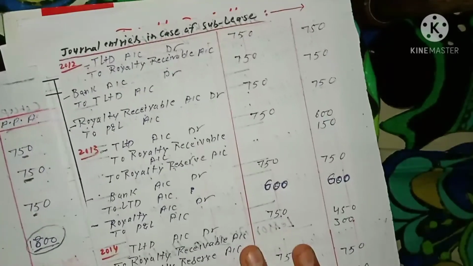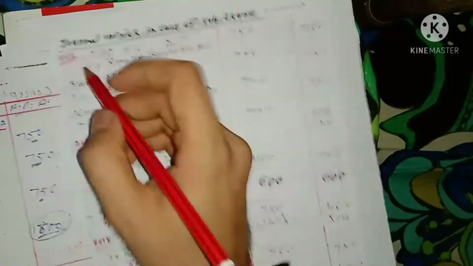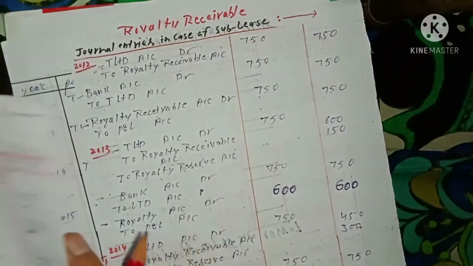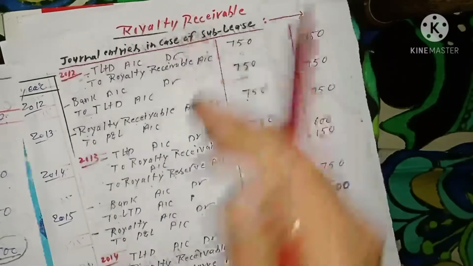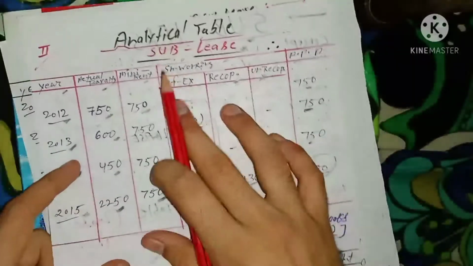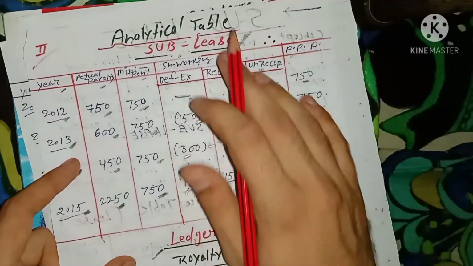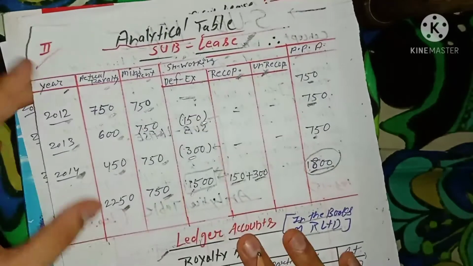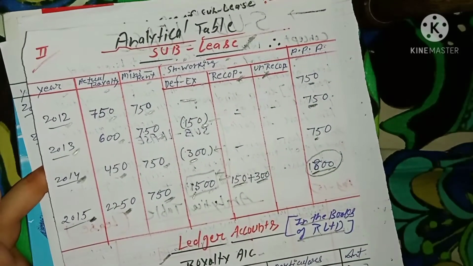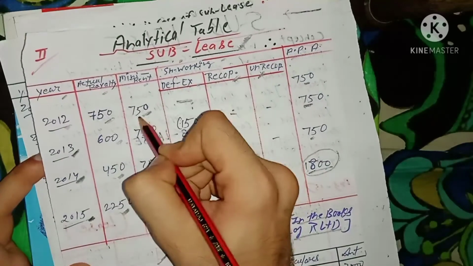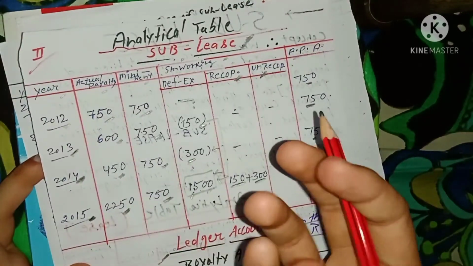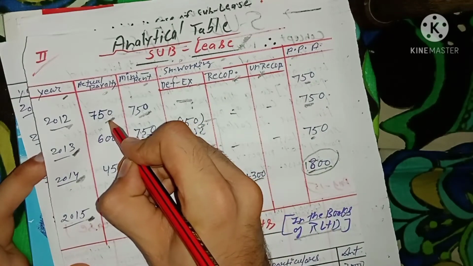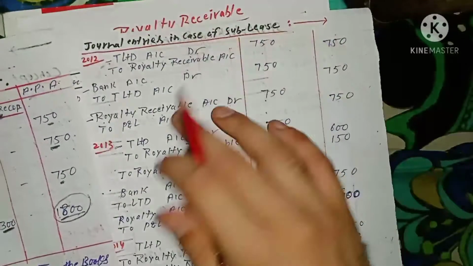Like here you can see I have already mentioned journal entries for your convenience, like in the year of 2012, this is the sublease case in the year of 2010. You just simply have to reverse all those entries. Just imagine if it used to be the lessee's analytical table, not sublease, what kind of entry you would pass. The first entry will be for whatever amount is payable to the lessor, royalty account debit to the lessor. So simply reverse that entry.